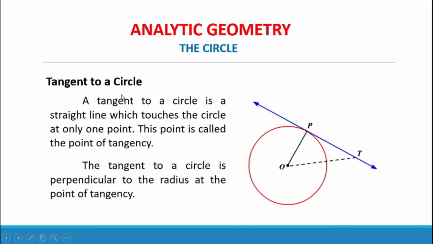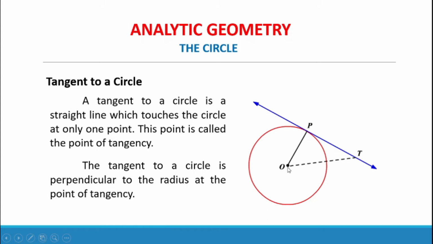Tangent to a circle. A tangent to a circle is a straight line which touches the circle at only one point. This point is called the point of tangency. The tangent to a circle is perpendicular to the radius at the point of tangency.